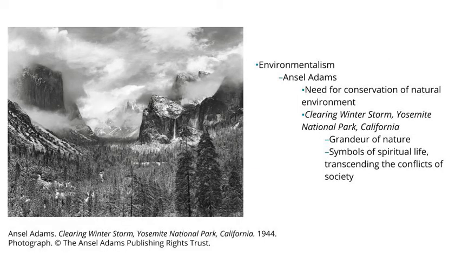Another thing that photographers will often call attention to is environmentalism in their photos. A very famous landscape photographer is Ansel Adams, and Ansel Adams in particular really showed everyone that there was a need for conservation of the natural environment by showing these great, breathtaking, beautiful landscapes and being like, look how important it is for us to protect this. This particular piece is Clearing Winter Storm, Yosemite National Park, California, and it definitely deals with the grandeur of nature and symbols of spiritual life transcending the conflicts of society.